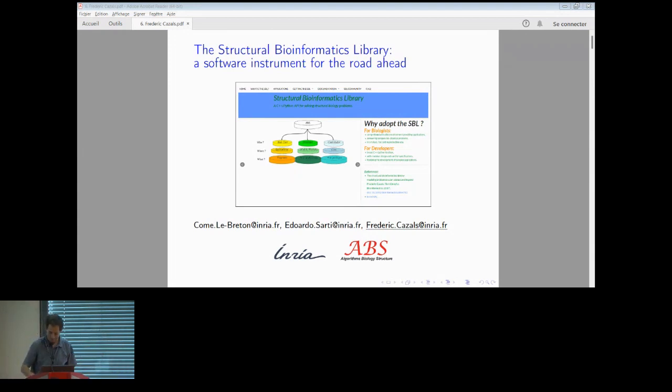Okay, so I want to talk about this library I've been developing for a decade, and recently I got the addition of 2 new group members, Eduardo Sarti here and an engineer, Com Le Breton at INRIA in Sophia Antipolis. And so I'm going to talk about this library.